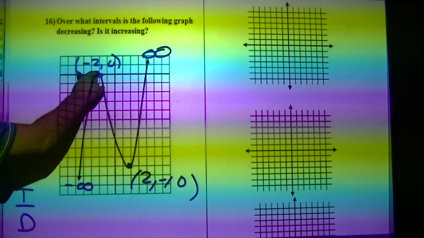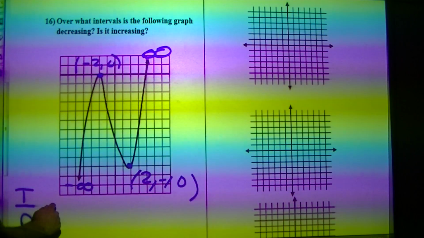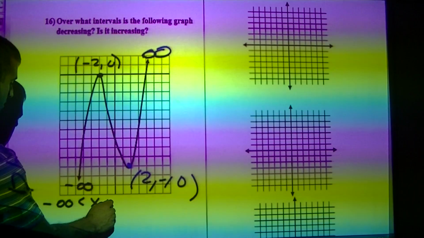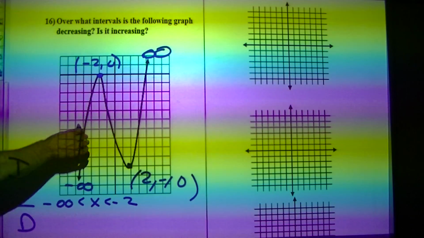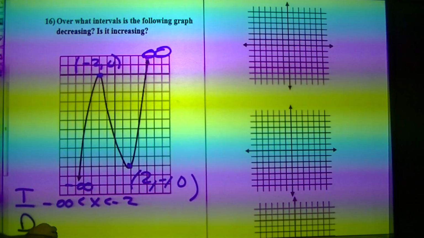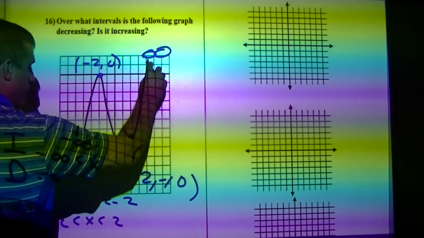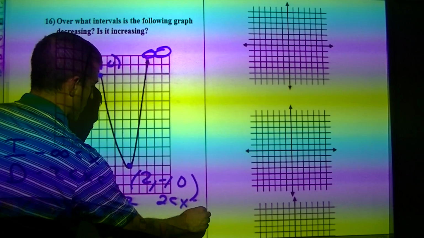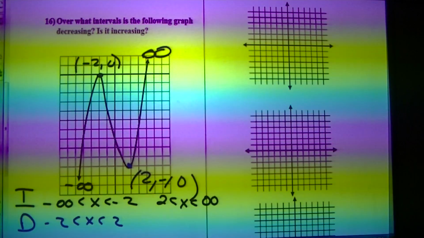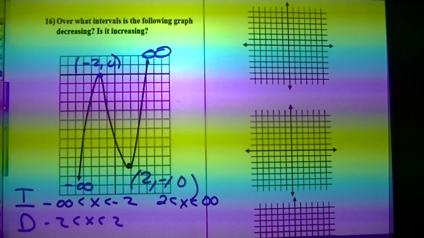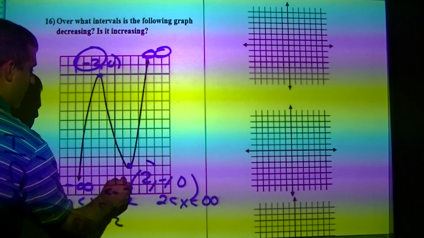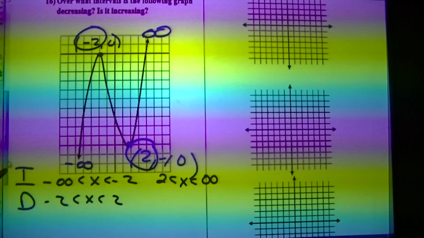So from negative infinity to negative 2, I'm increasing. Okay? From negative 2 to 2, I'm decreasing. Okay? And then from 2 to infinity, I'm also increasing. Okay? All right, so that's pretty simple. Only the x values count. We're not worried about the other ones.